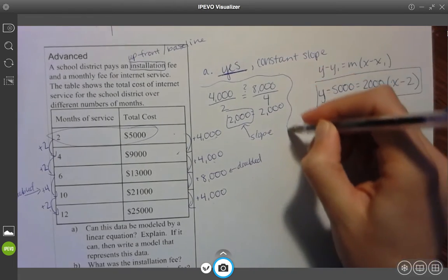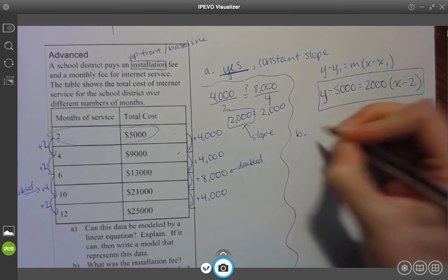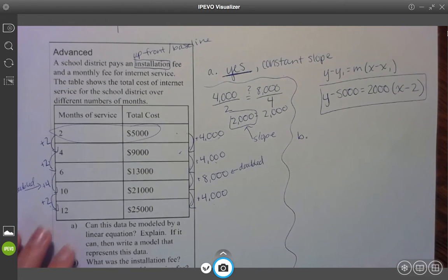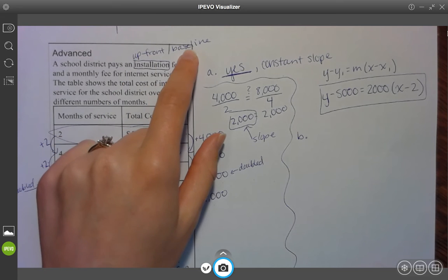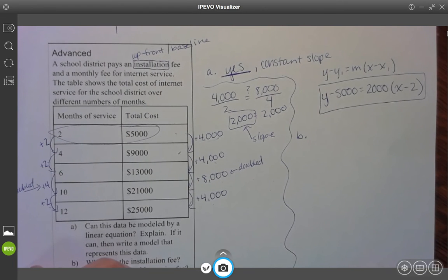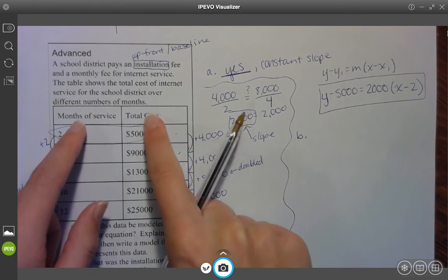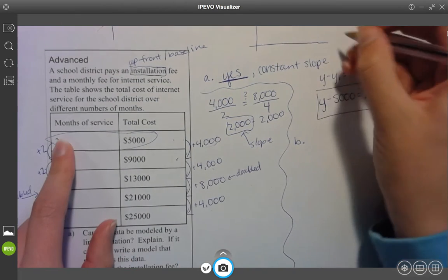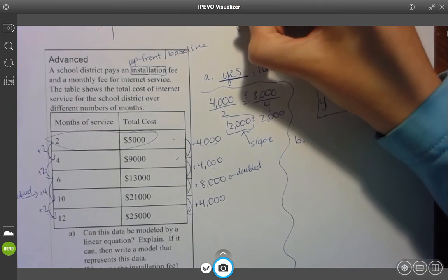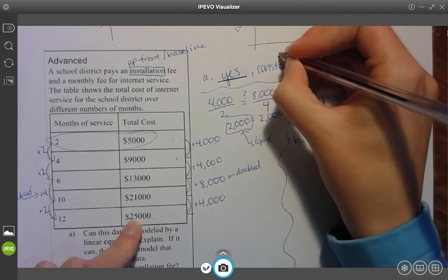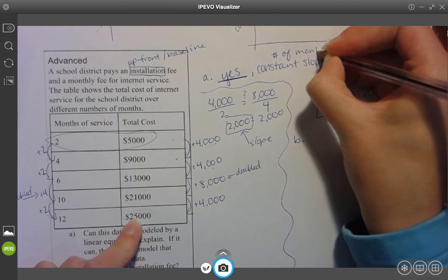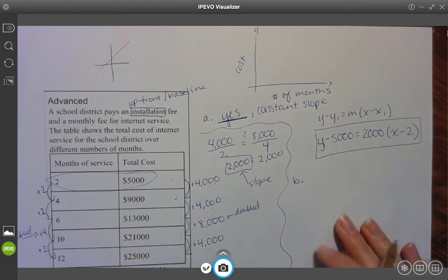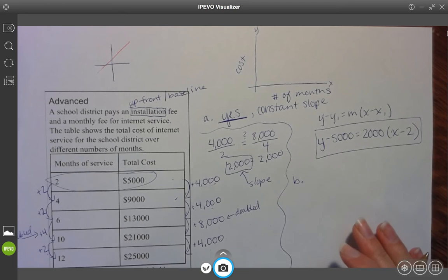All right, I'm going to separate my work from my answers here. All right, B. What was the installation fee? Okay, now we need to talk about what installation fee is again. Okay, so installation fee is your upfront fee, your baseline. If you think about what this graph would look like, if we were to graph this. Okay, our months are our x, total cost is y. So our cost and number of months. Our installation fee is our upfront cost, but we're going to pay no matter how many months. So that is our starting cost.